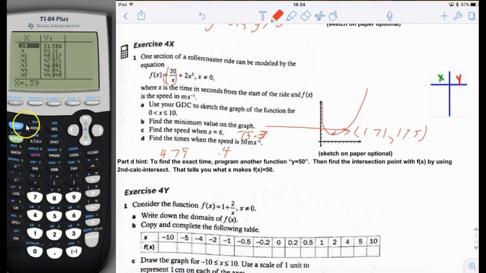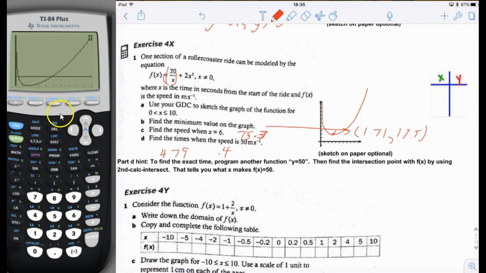Now I'm going to show you another way to do that. Let me just restore table set to be what it was before. Table start 0, delta table 1. And then we're going to go back and do a different way. So we have the function in y1. For y2, we're going to put the value of y that we're looking for, which is 50. So we're going to say y equals 50. We're going to compare the function, which is a horizontal line, y equals 50, with the original function. And then they're going to cross, and at the two places where it crosses, we're going to find out what the x value is. So here and here.